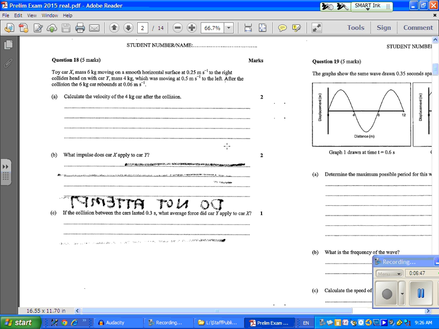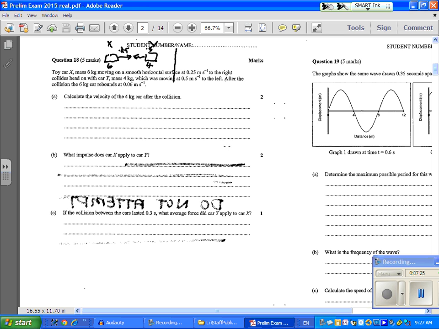So the first, you've got 2 situations. You've got a beginning situation where you've got 2 cars, which they call car X and car Y. And then you've got a final situation. In the beginning one, this car is 6 kilograms and it's moving in that direction with a speed of 0.25 metres per second, right? Which I've drawn very badly up there. This car here, which they call Y, is a mass of 4 kilograms. So they're pretty big toy cars, I have to say. And it is moving at 0.5 metres per second.